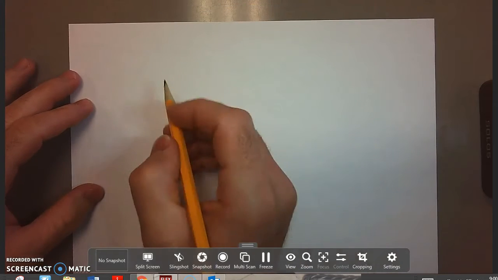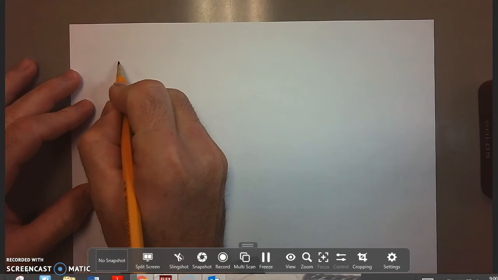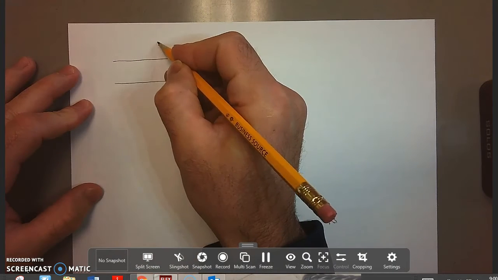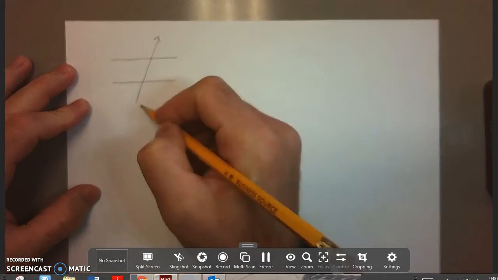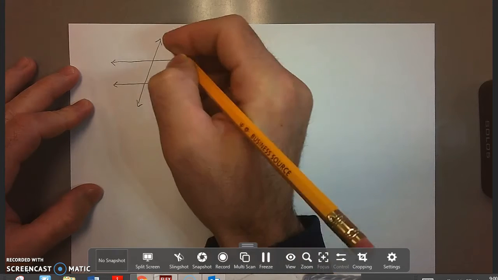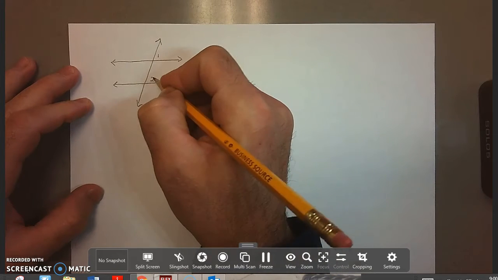What I'm going to do in this video is go over our angle pairs and our angle pair relationships when we have two lines intersected by a transversal. So the first thing I want to do is go over our angle pairs. If I have two lines intersected by a transversal, the first pair of angles I want to go over are corresponding angles.